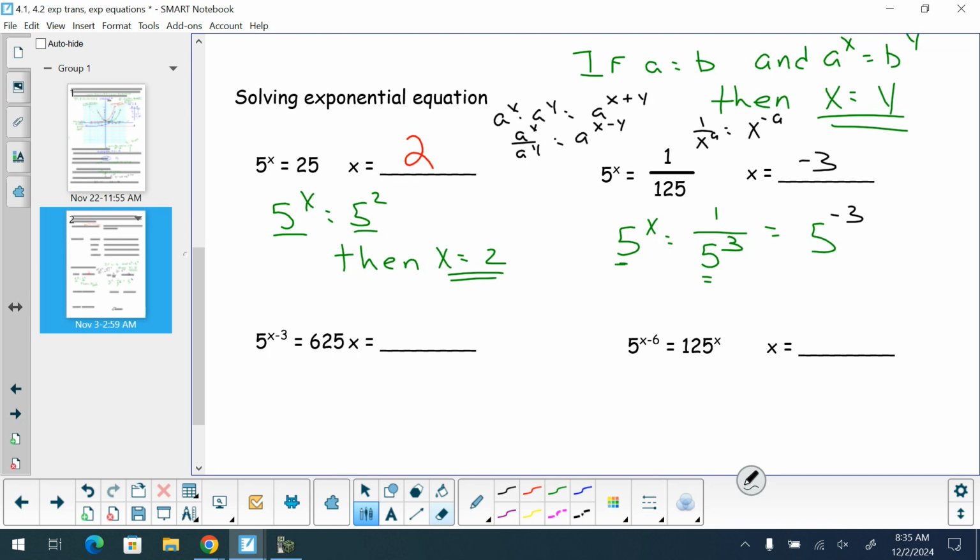So in your calculator, if you would type in 5 to the negative third power, hit your math button, hit enter, it should take you back to 1 over 125.